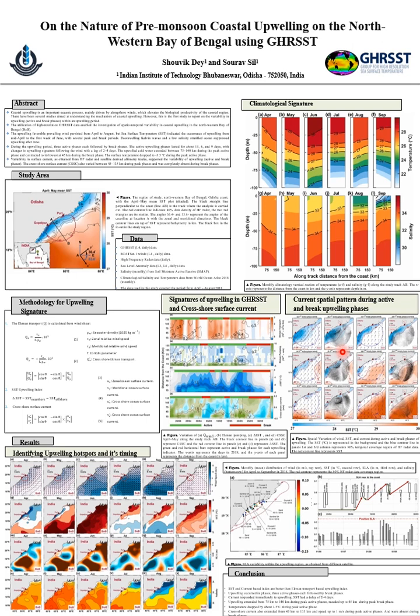The upwelling extended from 75 km to 140 km during peak active phases and receded up to 45 km during peak break phase. Temperature dropped by about 3.5 degrees centigrade during peak active phase. The cross-shore current also extended from 45 to 135 km and reached speeds up to 1 meter per second during peak active phases, and was absent during break phase.